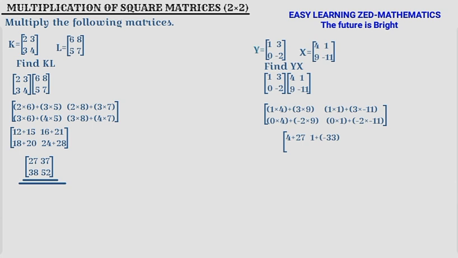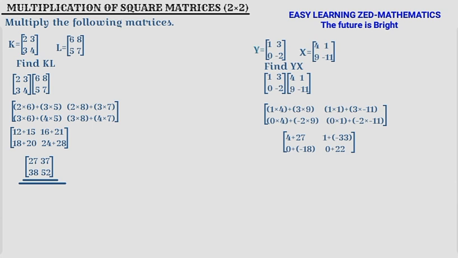Then I'm going to start down, where 0 multiplied by 4 will give us 0. -2 multiplied by 9 will give us -18. So we're going to have 0 plus -18. Then down here, 0 multiplied by 1 will give us 0. Then -2 multiplied by -11 will give us 22. Then I'm going to close brackets.